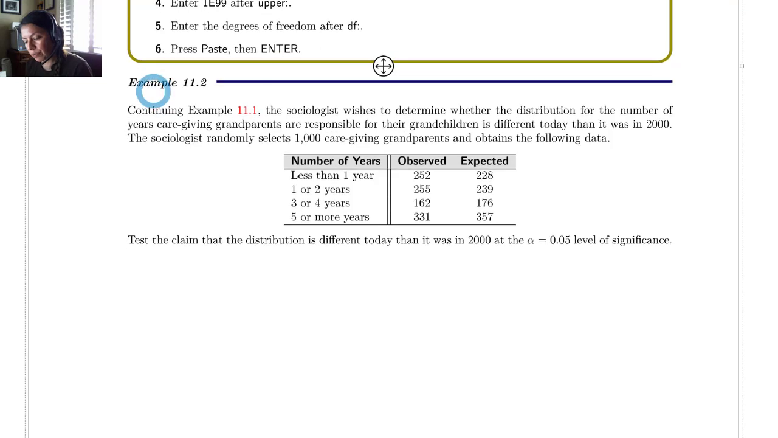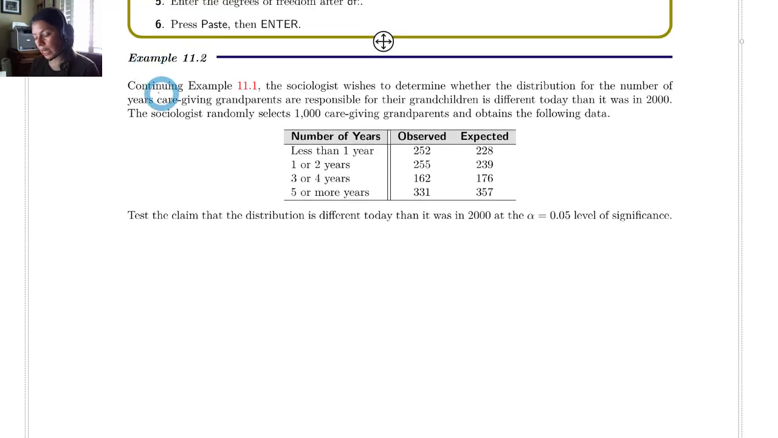Okay, continuing with that same example with the sociologist and grandparents caregiving for their grandchildren for a certain number of years, a sample was taken from 1,000 caregiving grandparents. These were the same expected counts we just calculated, but when they took that sample, here are the observed ones. In the 1,000-person grandparent sample, 252 of them were caregiving to their grandchildren for less than a year. We expected 228.